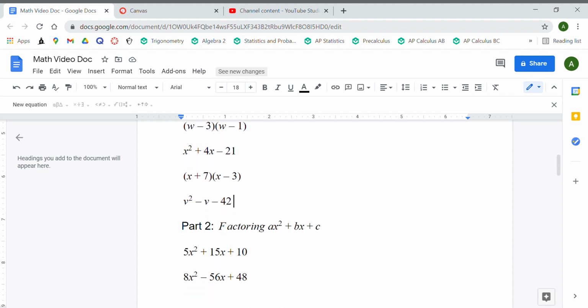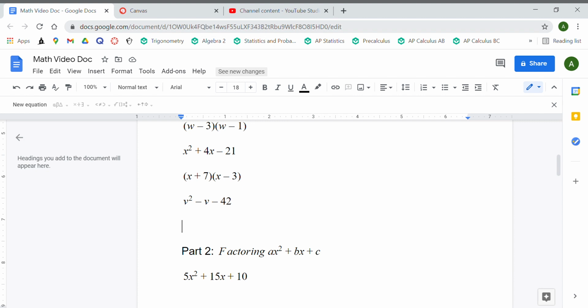All right, try this one. We have b squared minus b minus 42. So our c value is still negative, so you need to use the same process we used for the last problem. Pause the video and try to work this out on your own using the factors of 42.